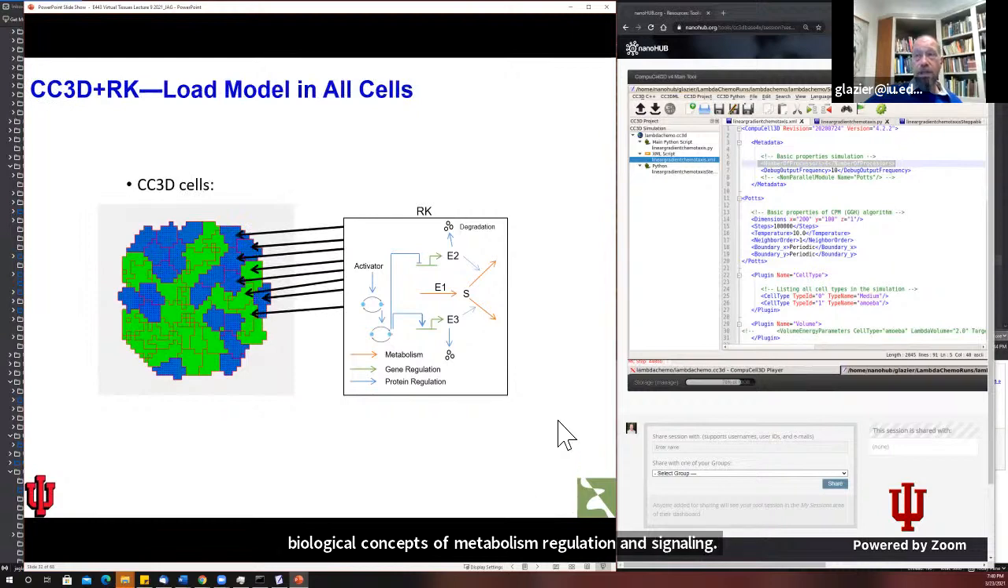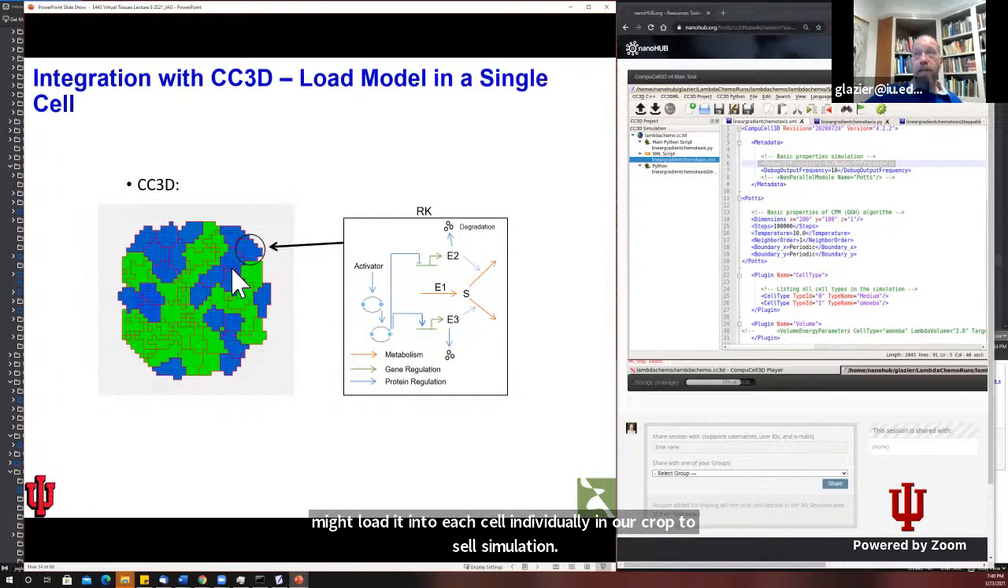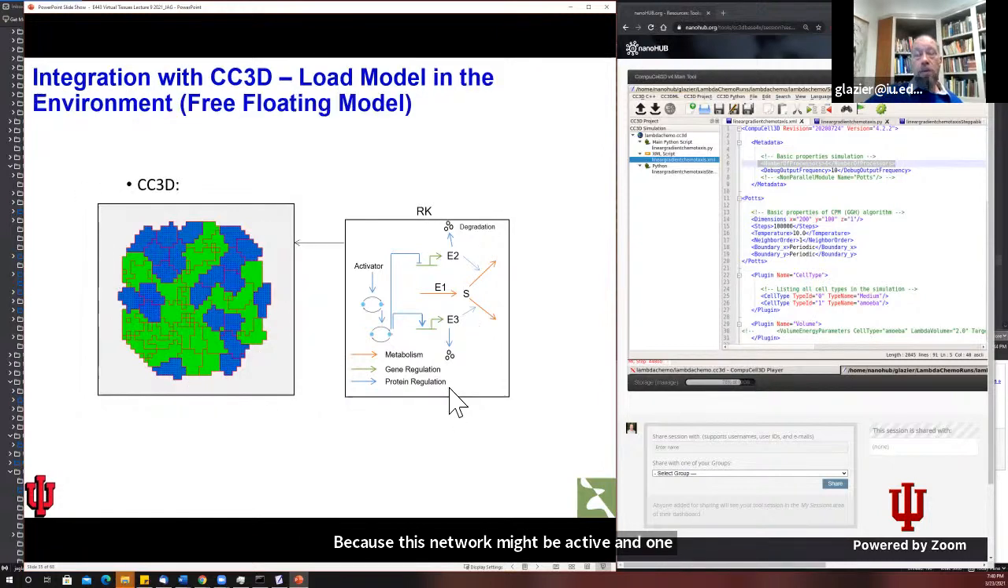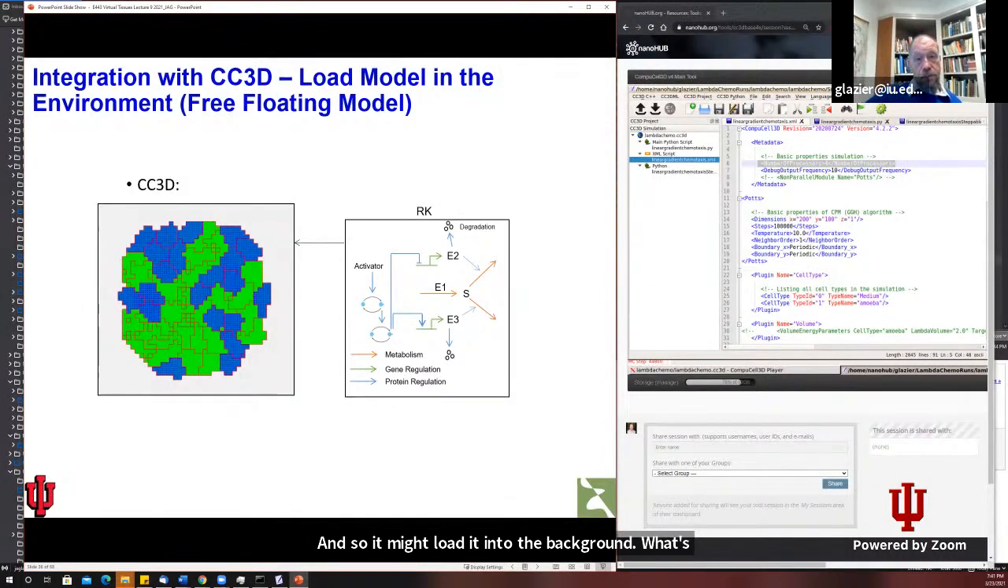So what we might do is take this network and load it into each cell individually in our CompuCell simulation. Or we might load it into one cell and not into other ones. And we might also imagine loading it into, say, only the blue cells and not into the green cells, because this network might be active in one cell type and not in others. Or you might imagine that this network is actually running not in these cells, but in some cells in the background. And so you might load it into the background, what's called a free-floating model.